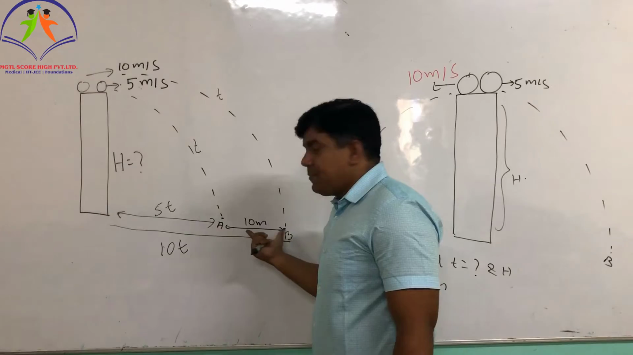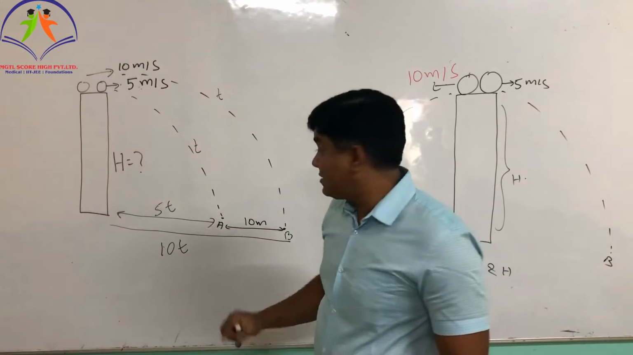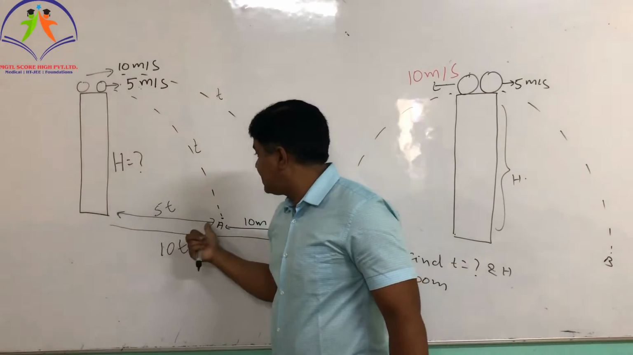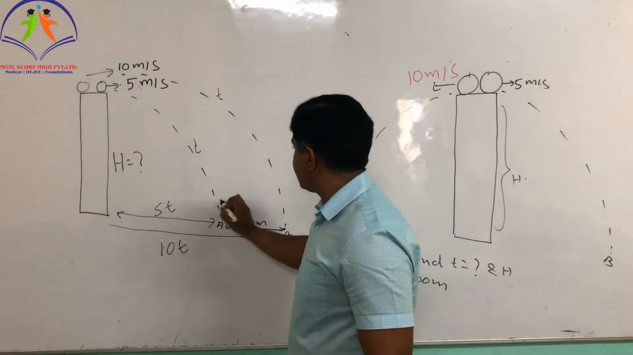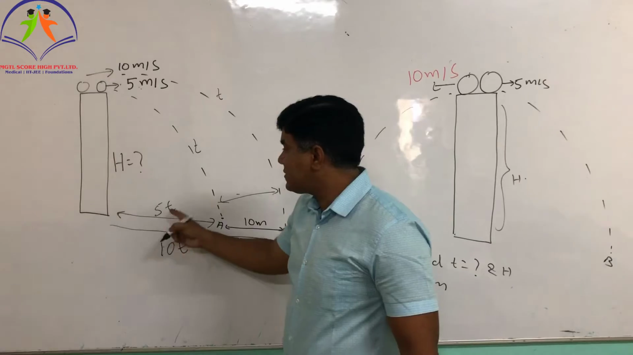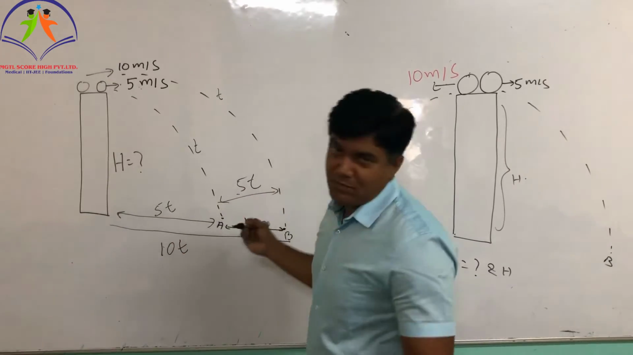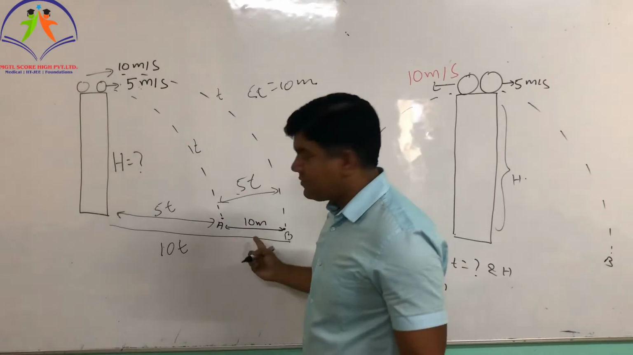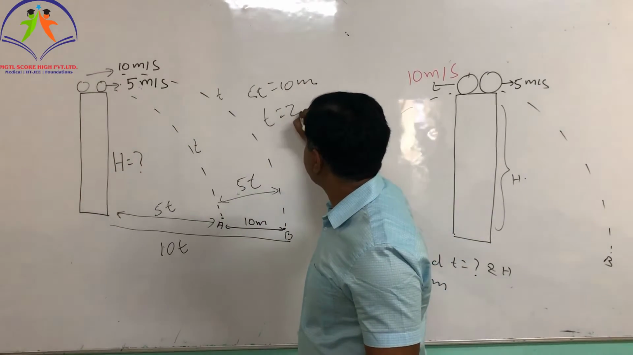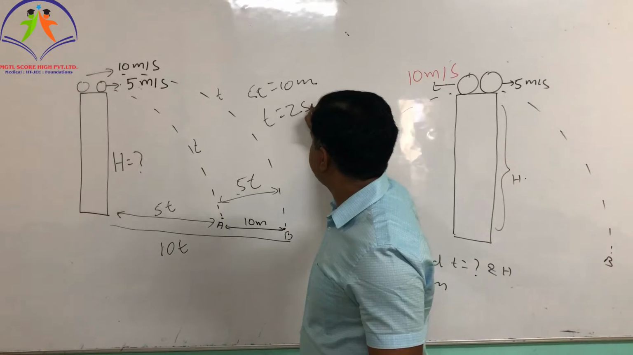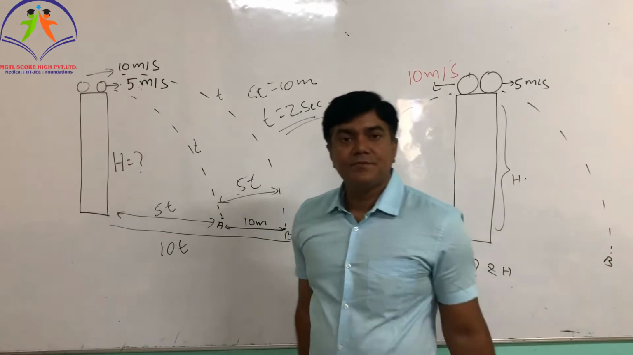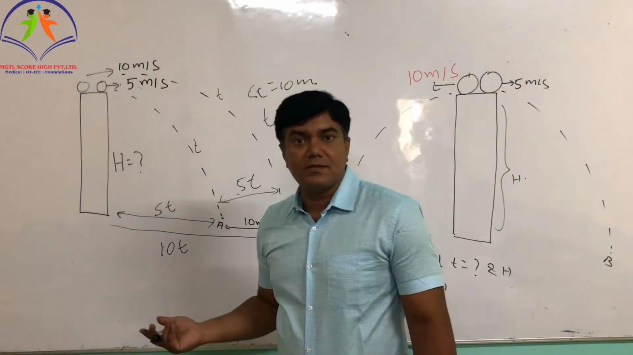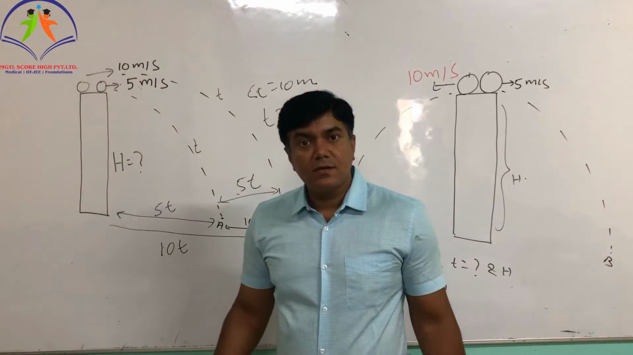The distance between A and B was given as 10 meter. If the total is 10t and this part is 5t, then this distance is 10t minus 5t, that is 5t. And now it's done. 5t equals 10 meter, so t equals 2 seconds. Done. See how simple it was. Students were struggling with this by writing quadratic equations.